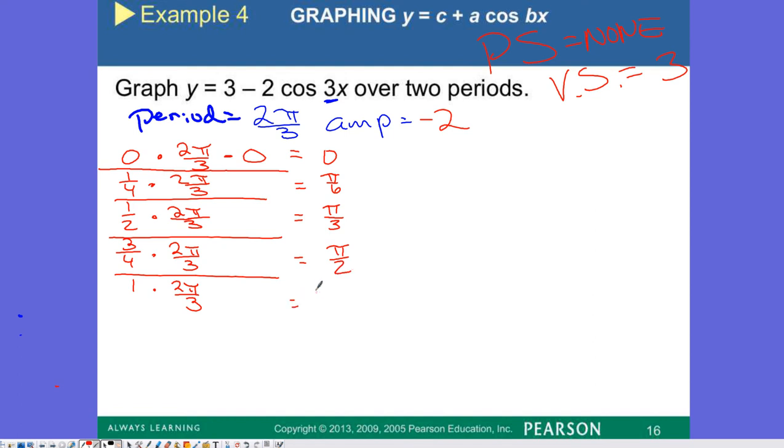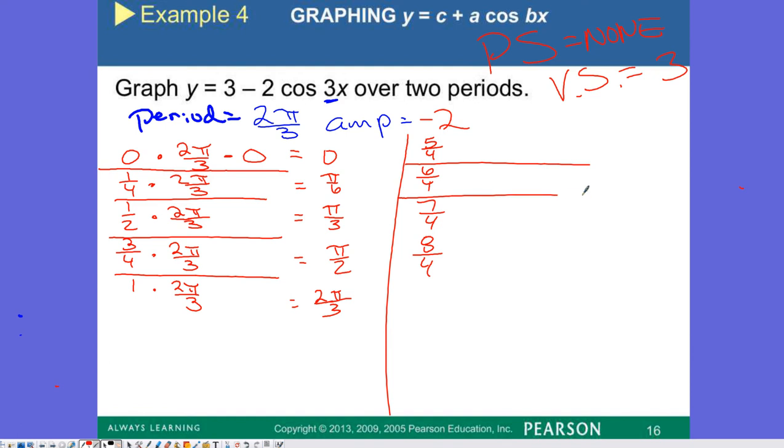And then my next one's going to be 2 pi over 3. Okay. Actually, I think I have enough room to do the other parts here. I'll just do my graph on my other side. So my next one's going to be 5/4. The dyslexia is strong today. All right. So what did I say? 5 over 4, 6 over 4, 7 over 4, and 8 over 4. So multiply by my period, which is 2 pi over 3.